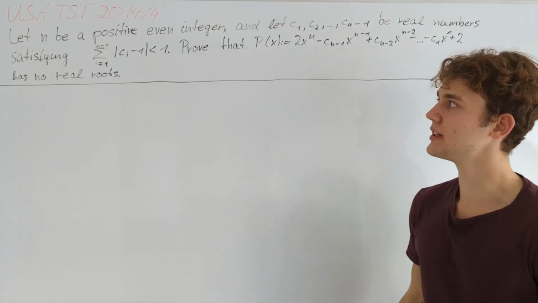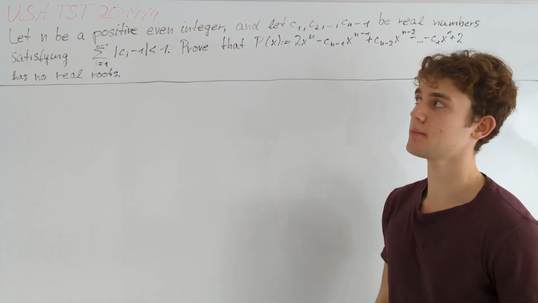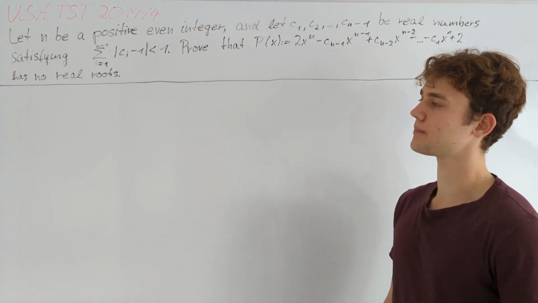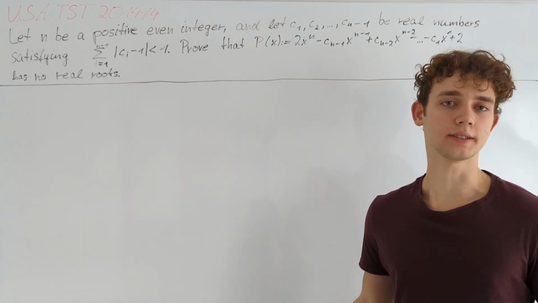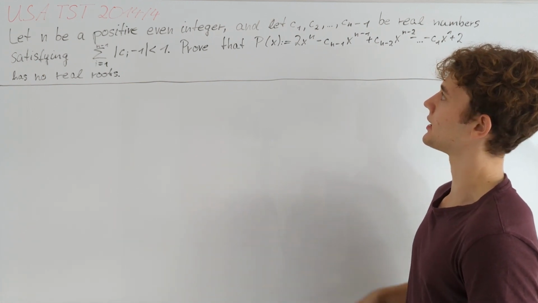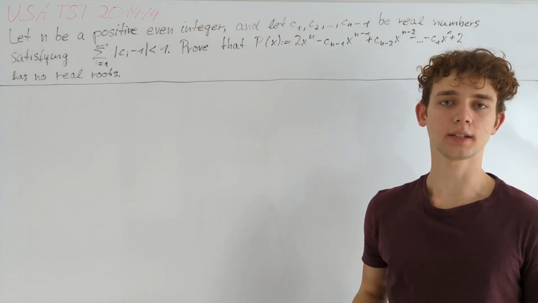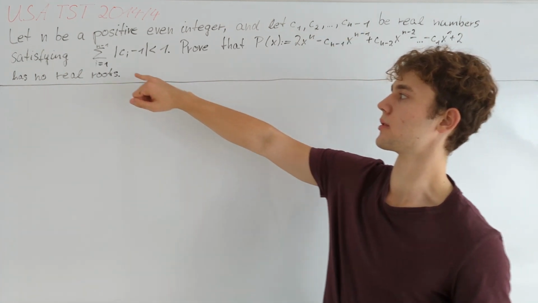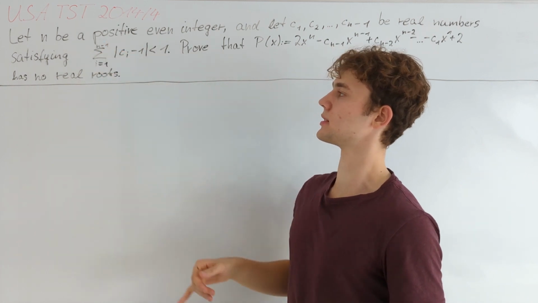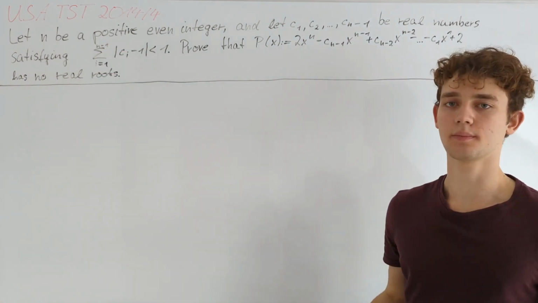Hey guys, in this video I will present a solution to USA team selection test for the IMO 2014 problem 4. Firstly, we'll take a look at the statement. Let n be a positive even integer and let c1, c2 up to c_{n-1} be real numbers, such that the sum going from i equal to 1 up to n-1 of the absolute value of c_i minus 1 is less than 1.